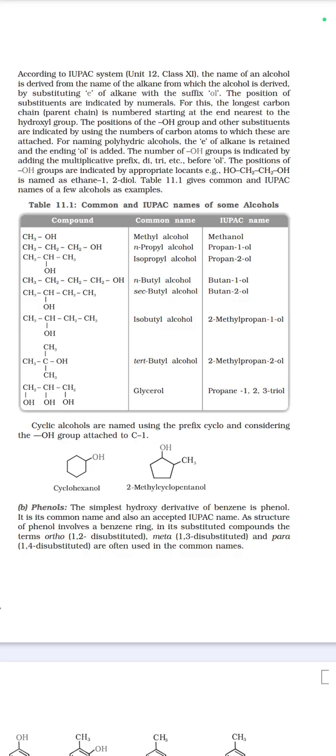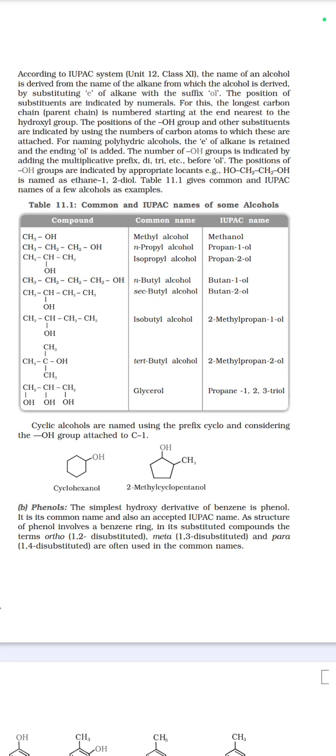HOCH2CH2OH is named as ethane-1,2-diol. Table 11.2 gives the common names and IUPAC names of a few examples, such as CH3OH, a compound whose common name is methyl alcohol and IUPAC name is methanol.